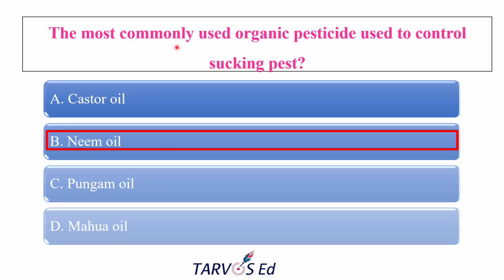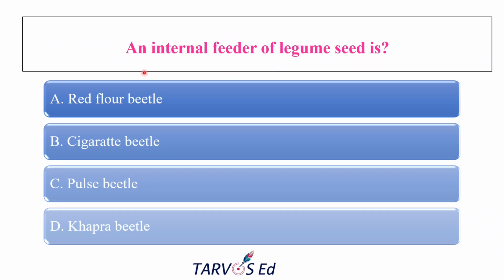The correct answer is neem oil. And the next question is an internal feeder of legume seed. Before this, you should know what is an internal feeder and what is an external feeder. Internal we can easily guess from the term itself. Those pests which live and feed inside the grain. The larva usually enters the seed and completes its development inside the seed.